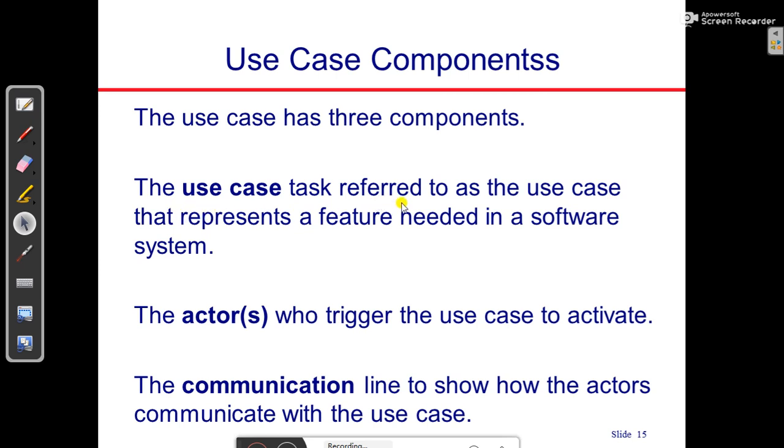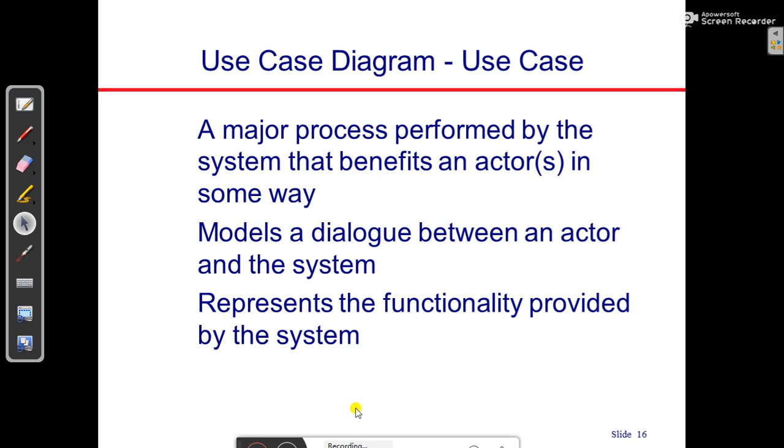So a use case, or use case task, is referred to as the use case that represents the features needed in a software system. The actors trigger a use case to activate. So here one actor or many actors trigger the use cases to activate. The communication line shows how the actors communicate with the use case. So the communication line is about how the actor will communicate with the use case.